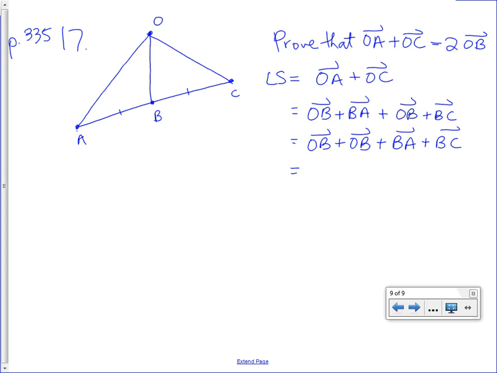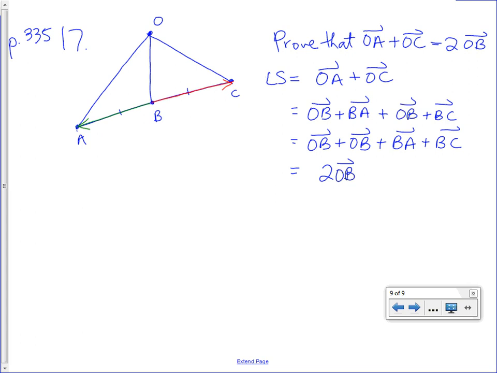So OB plus OB, 2 OB, 2 vector OB. Okay. Now, vector BA plus vector BC. So let's look at what those are. Vector BA looks like this. Here's vector BA, green vector. Vector BC looks like this. Now, I want to add those 2 vectors. Uh-oh, they're joined tail to tail. When we add vectors, we really want to join them head of first to tail of second, right?